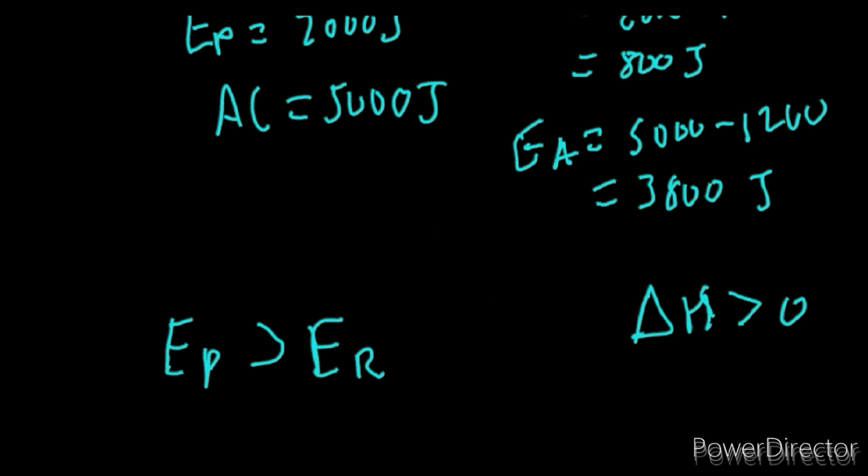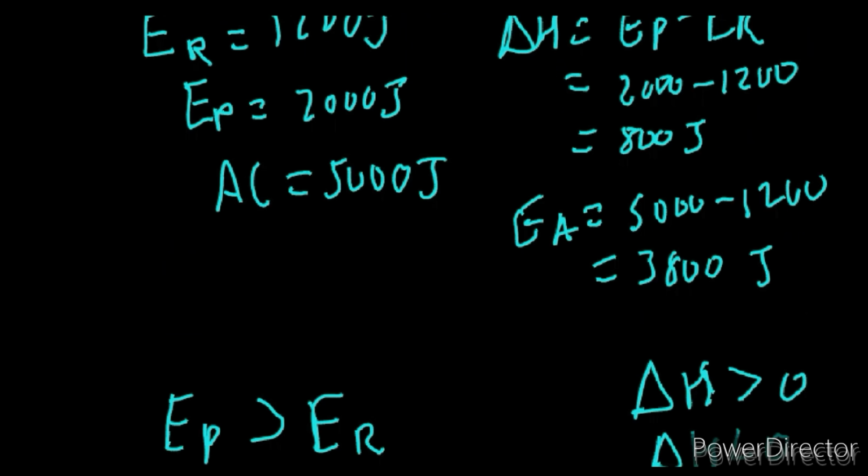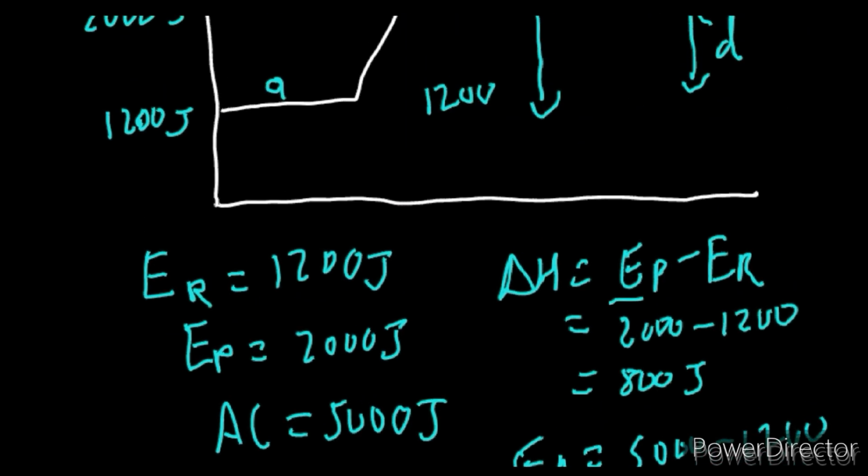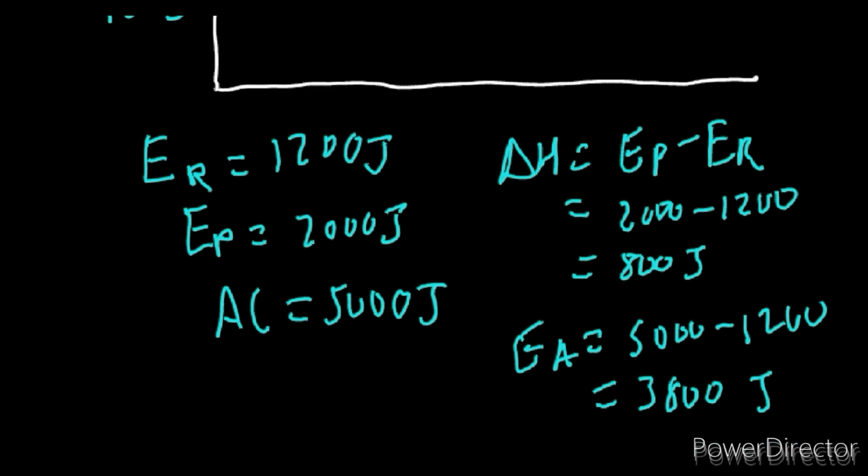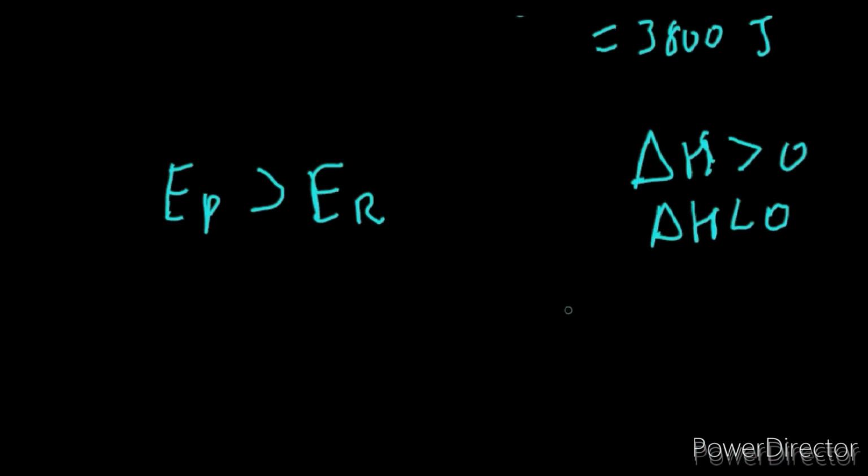So whenever the enthalpy is positive, it means energy has been gained, so it's endo. Whenever the enthalpy is negative, it means energy has been lost, so it's exo. So notice that enthalpy is energy of the products minus the energy of the reactants. So if the energy of the product is higher than the energy of the reactants, enthalpy will be positive. So it's endothermic.